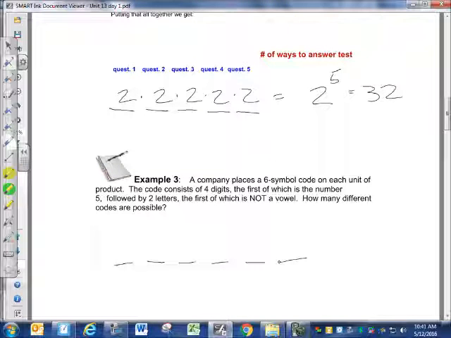This will help me just keep organized. The code consists of 4 digits, so 1, 2, 3, 4 digits followed by 2 letters. Now, the first digit is the number 5. That does not mean I put the number 5 here. I have one choice for the first event, and the one choice is the number 5. So instead of putting 5 here, I put the number 1, because that's the amount of choices I have for that one slot.